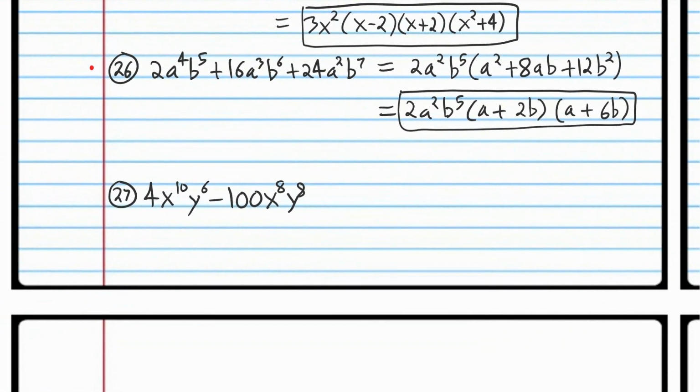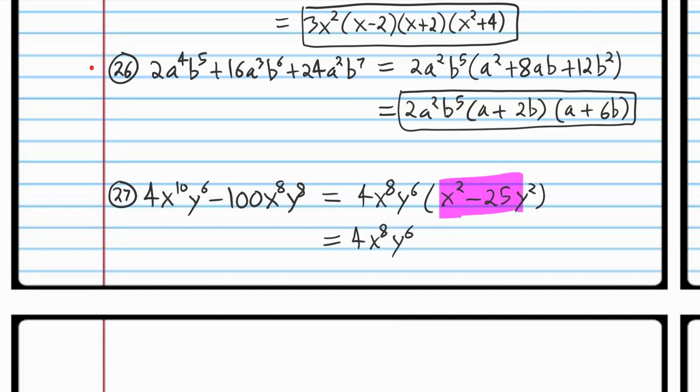So on to 27. Again, first step is always to factor out the greatest common factor. You can get your calculator out if you need to. So I'm going to double check and multiply back. That looks correct. So now we have the difference of 2 squares, but we have 2 variables. So that's what's different about these problems. Difference of 2 squares, but with 2 variables.